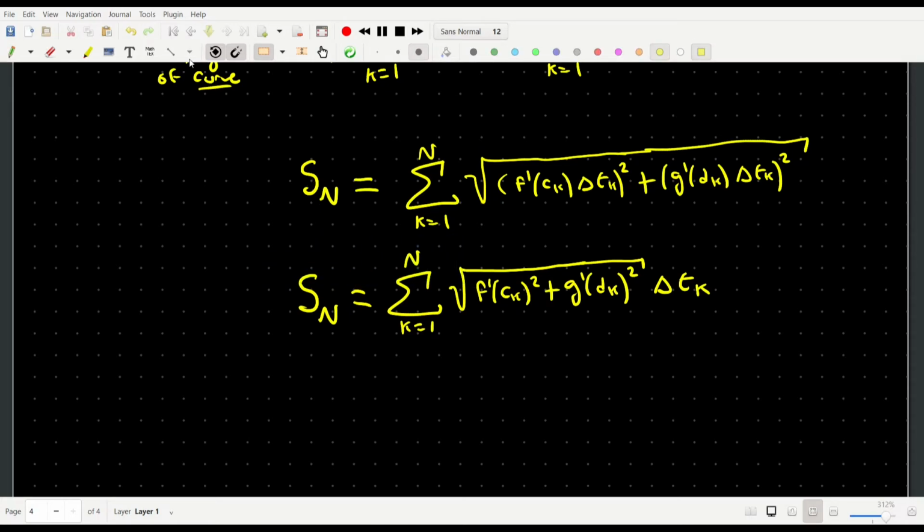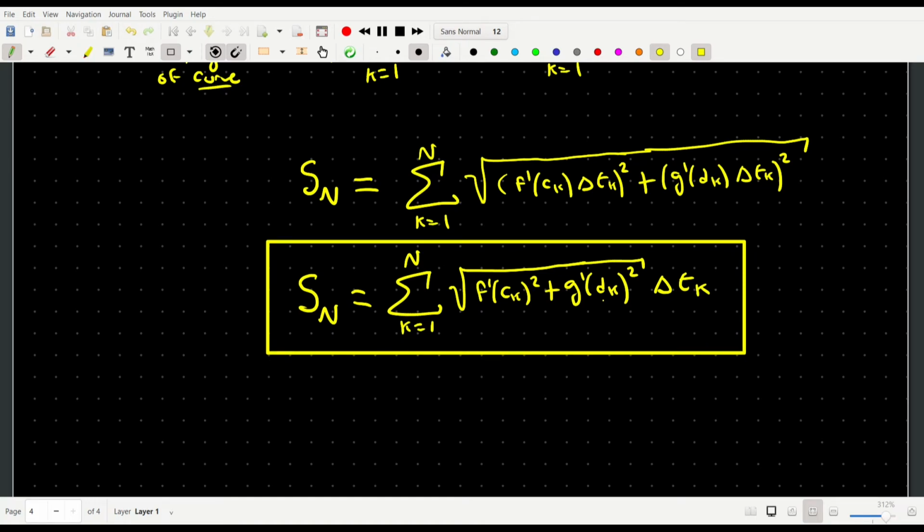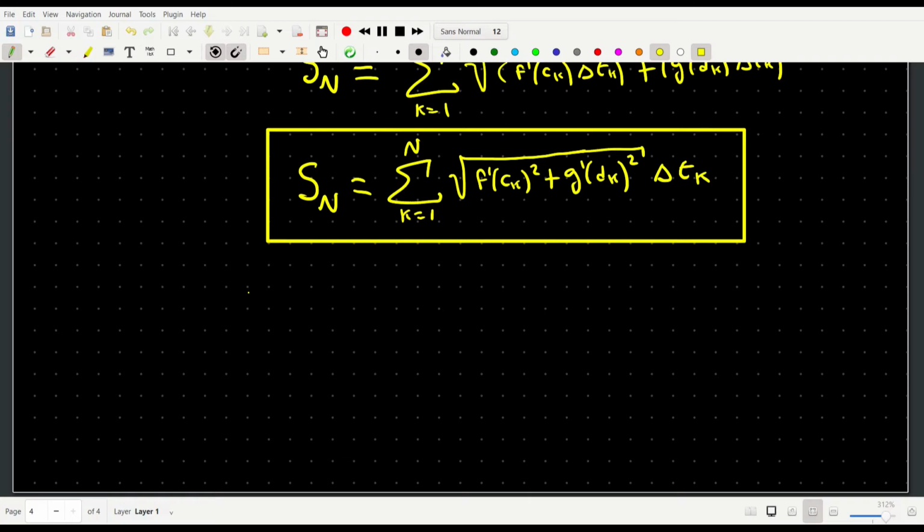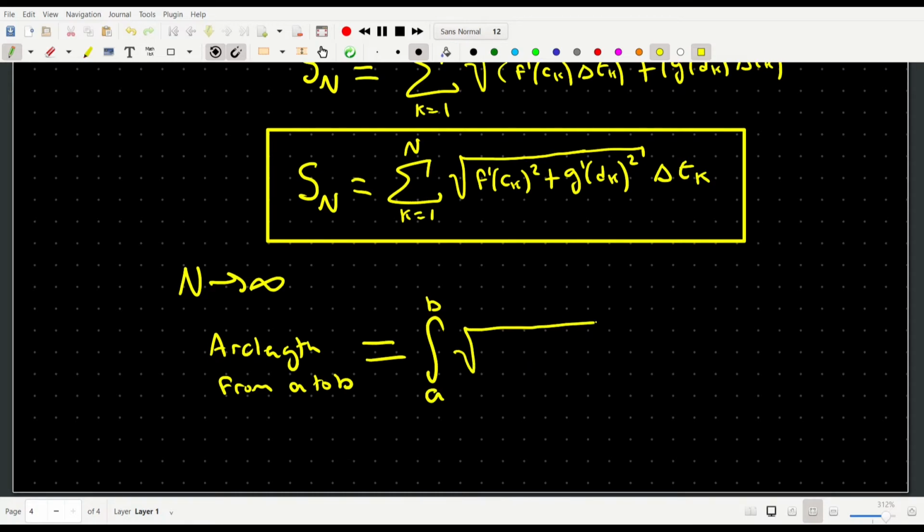And although this limit is not a Riemann sum specifically, because you have two different sample points, ck and dk, nevertheless it can be shown directly that as the partition gets finer and finer, so you include more and more points in your partition, as n goes to infinity, the actual arc length from A to B is in fact equal to the definite integral from A to B of the square root of f prime of t squared plus g prime of t squared with respect to t.